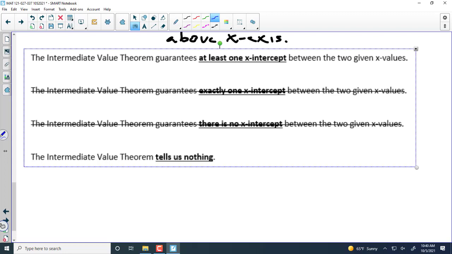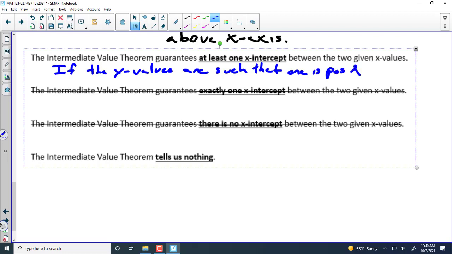That's what you say if the y values are such that one is positive and other is negative. If you put two x values into a function and you get a y value that's positive and a y value that's negative, then you know there's at least one x-intercept in there. But you never get to say there's exactly one x-intercept. You never get to say there is no x-intercept. You might get to say, I don't know.